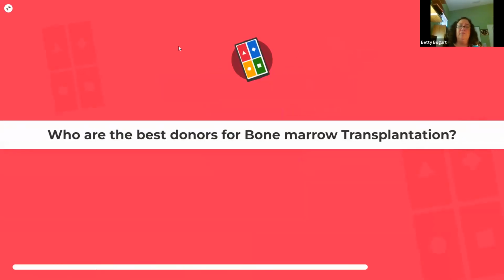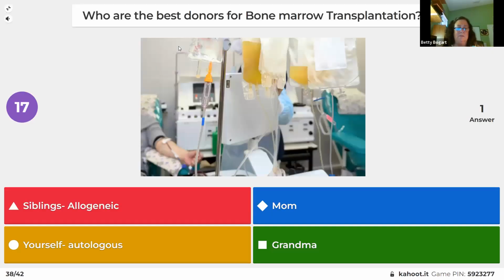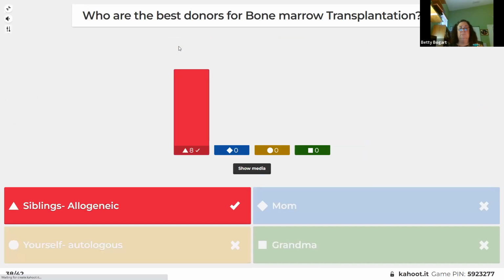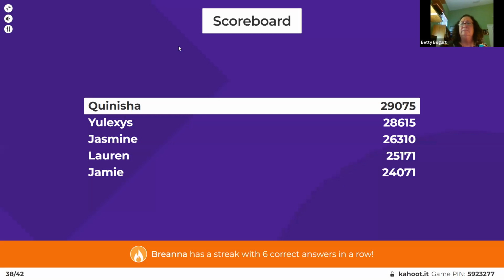Who are the best donors for bone marrow transplants? So actually it's your siblings. They have the best bone marrow that is close to your type, and it usually does very well. Some students were saying, well, maybe yourself, but no, the book says your siblings are the best.